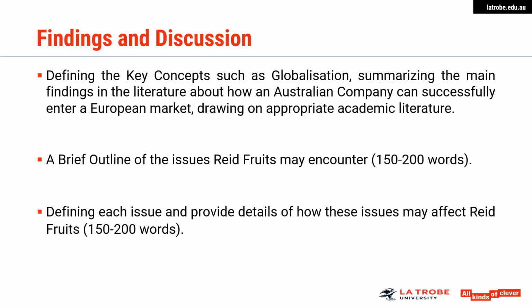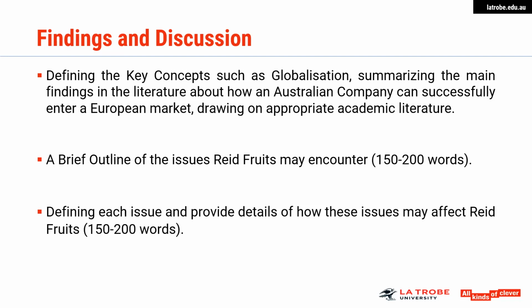Think about what the issues are. Draw on the literature that you have been provided, and then try and provide a detailed description of what those issues will be that Reed Fruits may encounter in a European market. You need about 150 to 200 words to do this well.